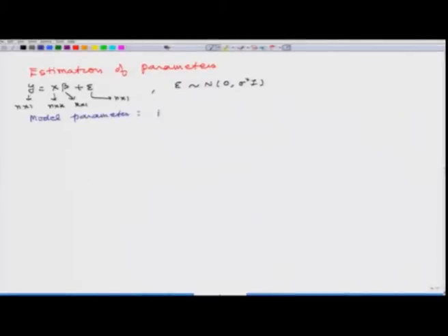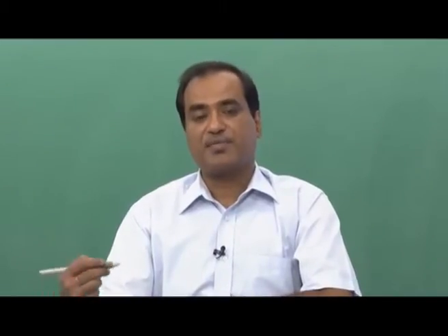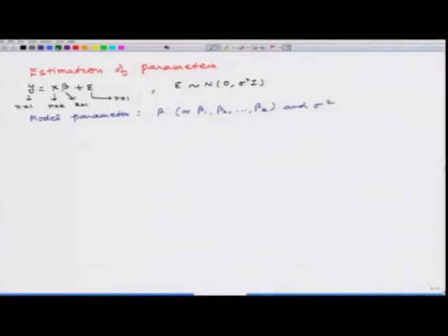So, our model parameters in this case are the beta vector, or equivalently beta 1, beta 2, beta k, and sigma square. So, there are altogether k plus 1 model parameters that need to be estimated to describe the model completely. Right. So, in order to estimate these model parameters, we have two options. First, I can use the principle of least squares, and second is the method of maximum likelihood.